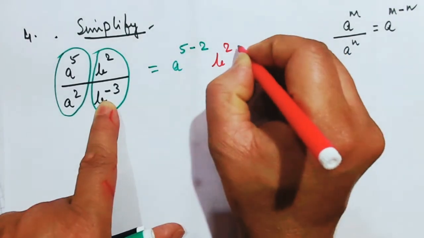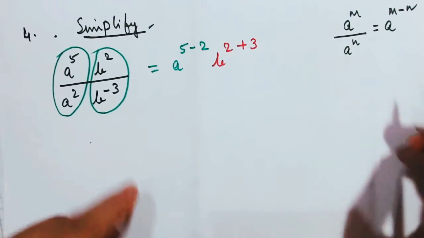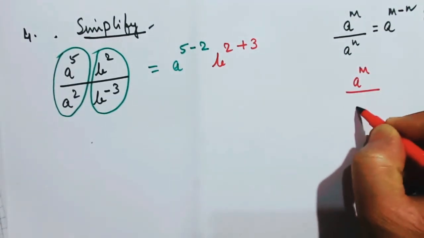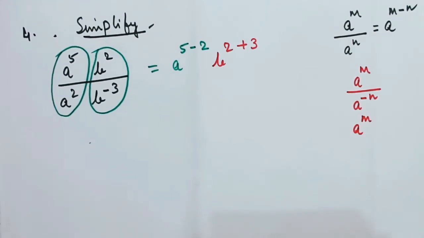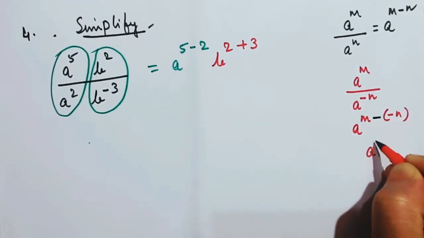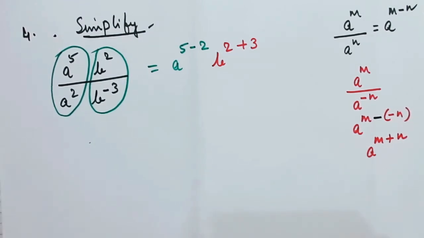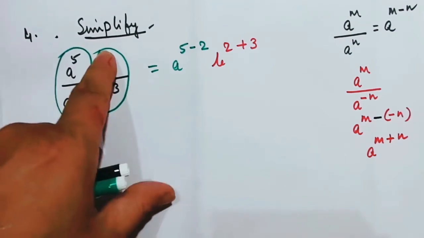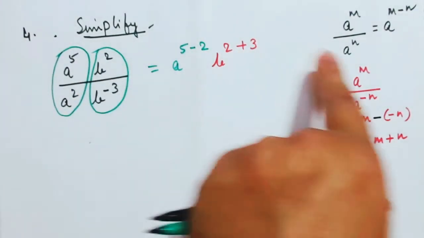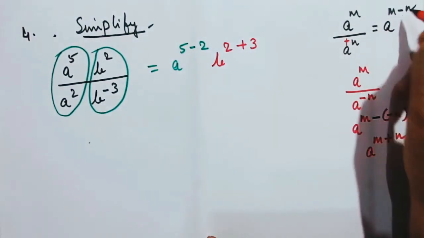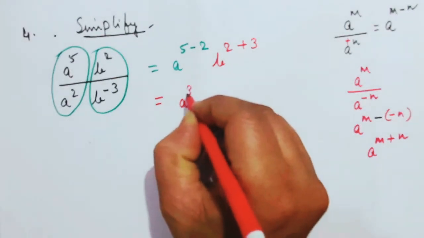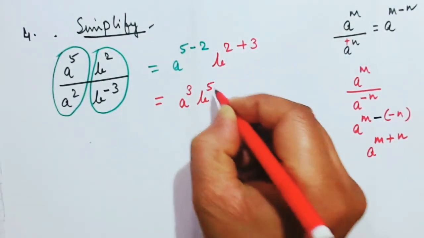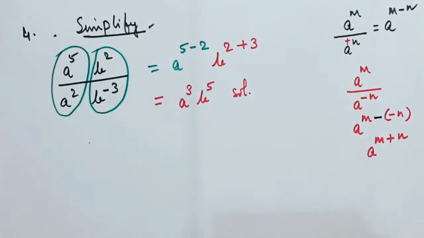So what are you going to get? Plus 3. Because have a look, if you have a to the power m divided by a to the power minus n, then it will be a to the power m minus minus n, so it will be a to the power m plus n. Meaning if you are moving a negative exponent from the denominator to the numerator, then the sign will change. Similarly, over here the sign was positive and it changed to negative. So you are going to get a to the power 5 minus 2 is 3, and b to the power 2 plus 3 is equal to 5 as your simple solution. Okay, shall we move on to the next one?